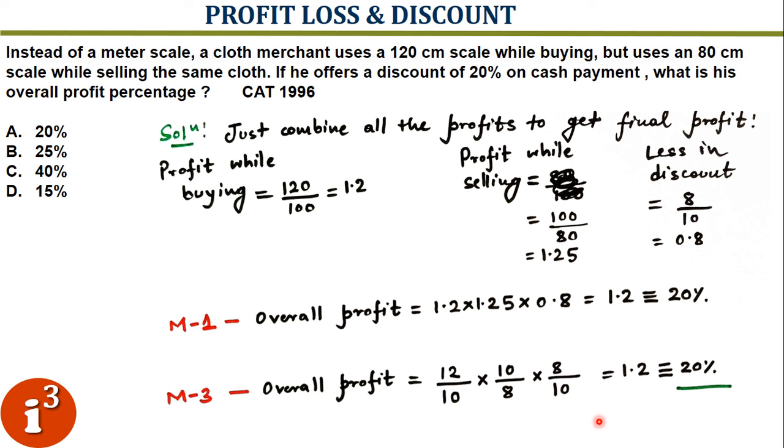So see, if you understand the concepts, this is a 10-second problem. You don't even need to write it down, you can do it mentally. These types of problems actually come in competitive examinations. You just need to understand the overall thing and write this line, and you can mark the option as 20%.